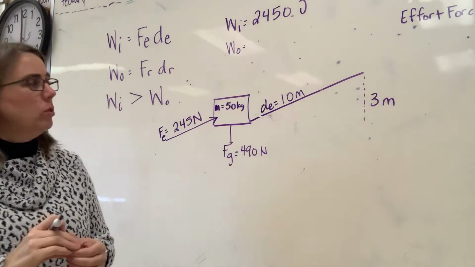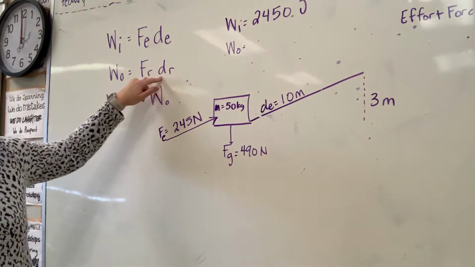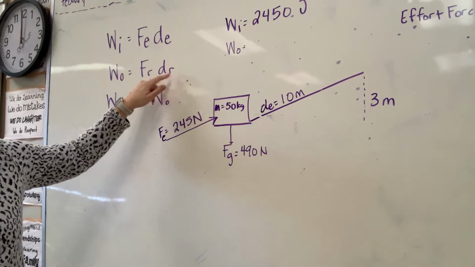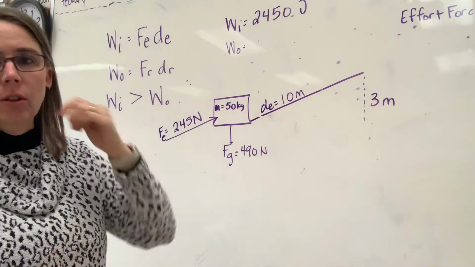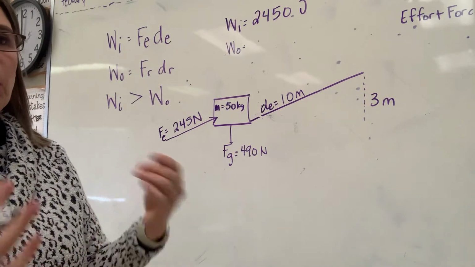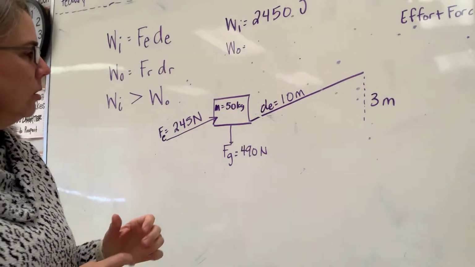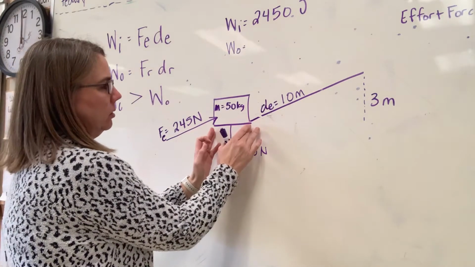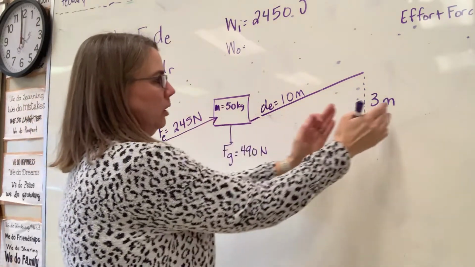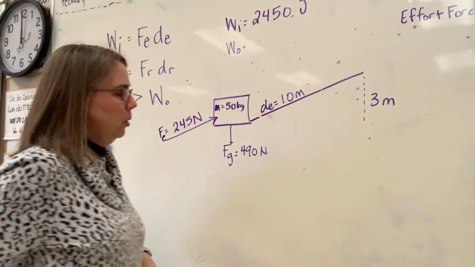remember, work is just force times displacement. So it's still force times displacement. It's just instead of the effort, I'm looking at the resistance. And so remember, I said earlier, the work output is like, why did I come to work today? What's the purpose of me being here? I came to work today to lift this box. I needed to lift this box 3 meters. So those are the numbers that I'm going to use to calculate my output work.